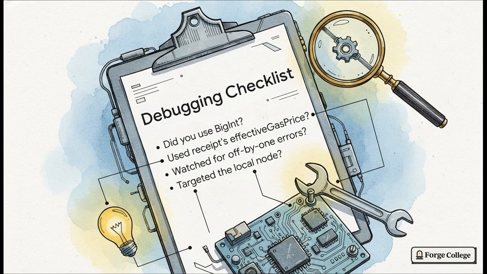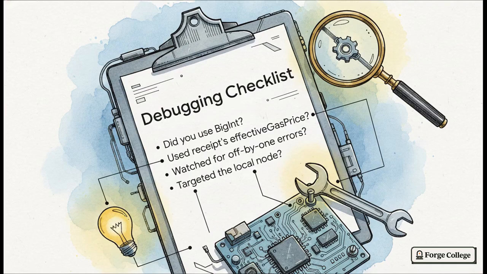If your calculator's totals fail to match the observed JSON outputs, hey, don't panic. Just run through this rapid-fire troubleshooting checklist. Number 1: did you actually use BigInt for all your math? Number 2: did you use the receipt's effective gas price instead of just the pending base fee?